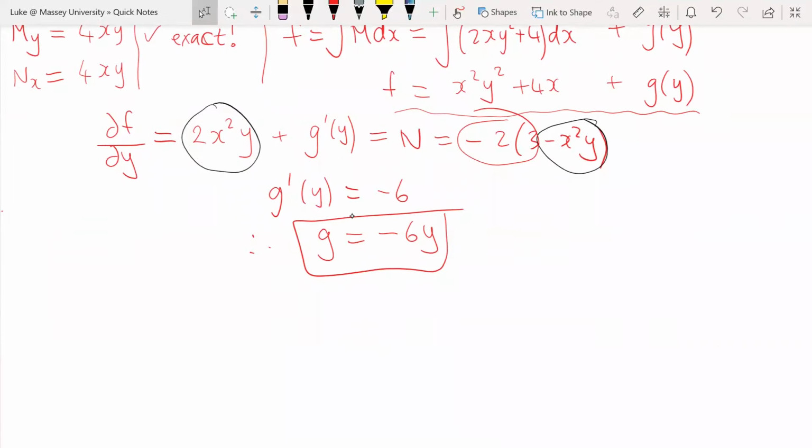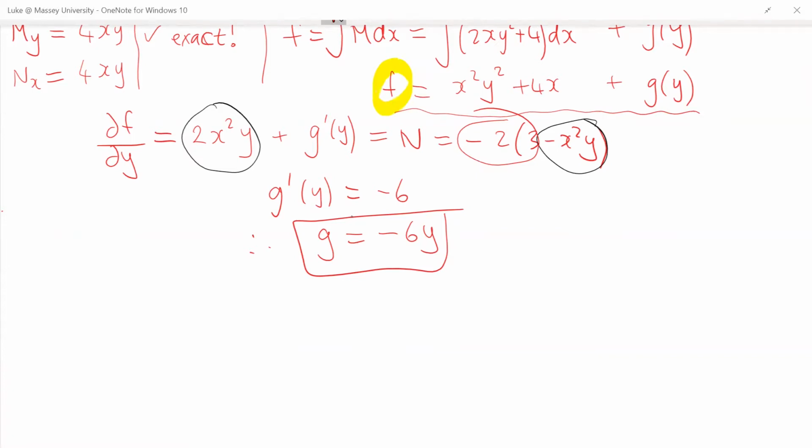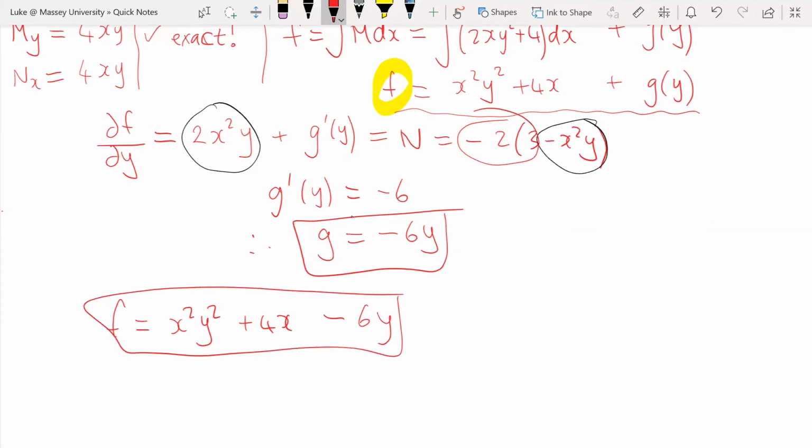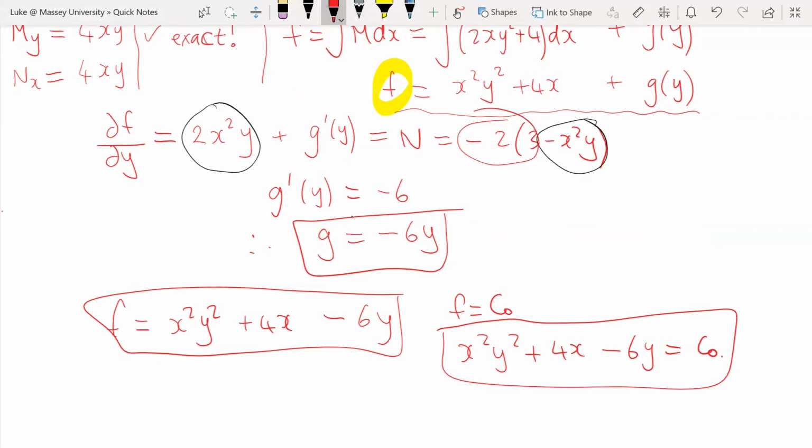Okay, so now I have an expression for my function g. I can go back to this f here and use that in the equation. So f is equal to x squared y squared plus 4x plus g of y, which is negative 6y. The solution to the ODE is setting f equal to some constant, so f equals some constant c naught. So x squared y squared plus 4x minus 6y equals c naught is the solution to the ODE.